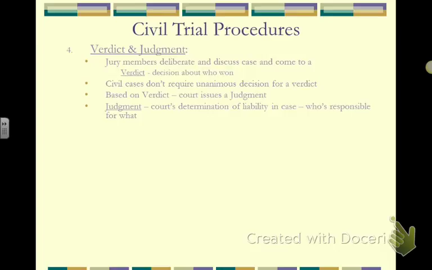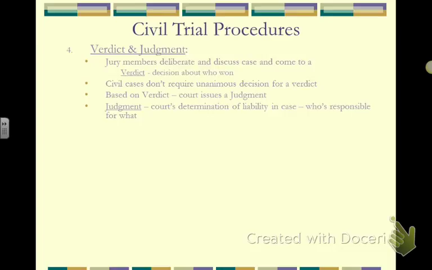A criminal trial does. And the reason we do not require a unanimous decision in a civil trial is because nobody's going to jail in a civil trial. Okay? Usually there's some other penalty associated with a civil trial, but nobody's going to jail. So it does not require a unanimous decision.